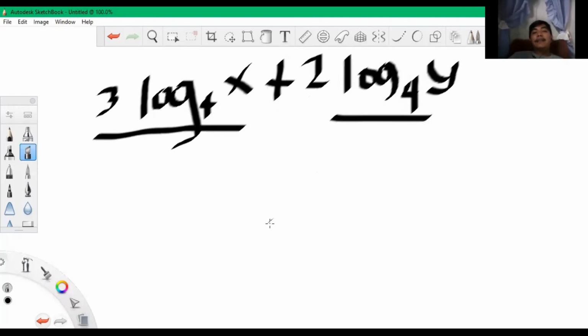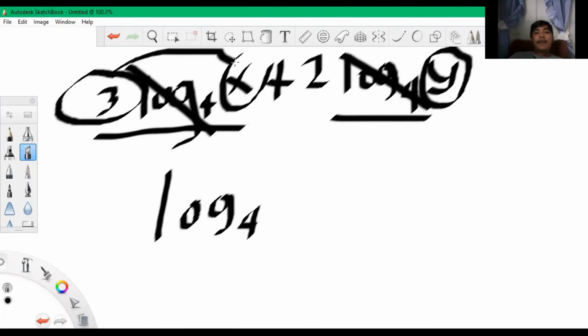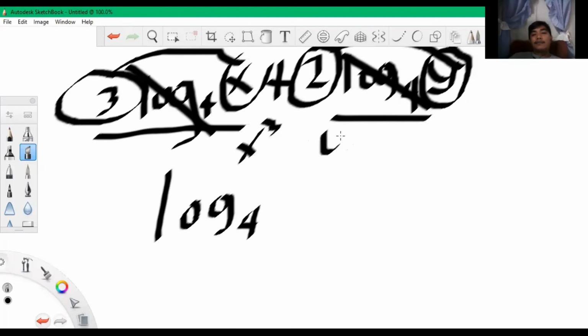So this indicates that we will apply the product rule, or we will multiply x and y. But before applying those, let's get first the logarithm and the base. So we have logarithm and the base is 4. And as you can see, we still have numbers before the logarithm symbol. So first, let's have 3. We have 3 here before the logarithm symbol, meaning this is the exponent of x. And this 2 is the exponent of y. Therefore, we have x cubed and y squared in here.